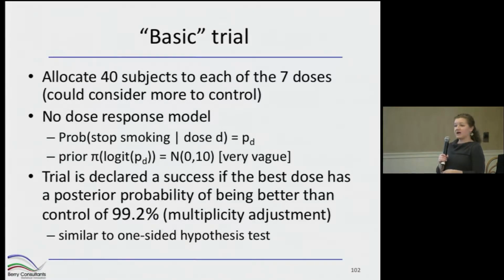So right now, we don't have any adaptations, we don't have any early stopping. This is just a fixed sample size trial, 40 per arm, analyzing the doses independently. And the reason that we have this high threshold is a multiplicity adjustment. The fact that we have multiple arms in our trial, we have multiple shots on goal, so that we need to have an adjustment that it's harder to win each dose.